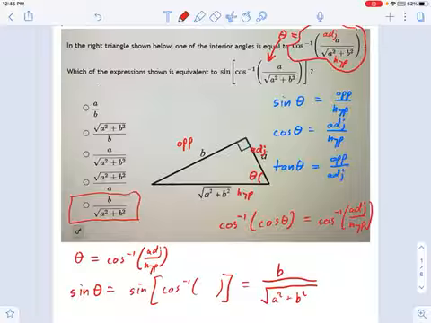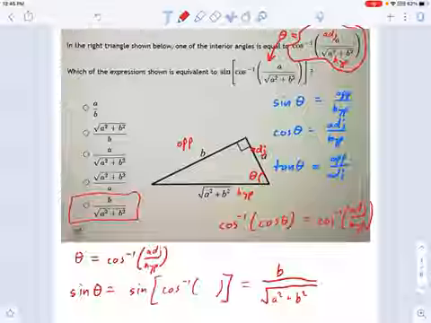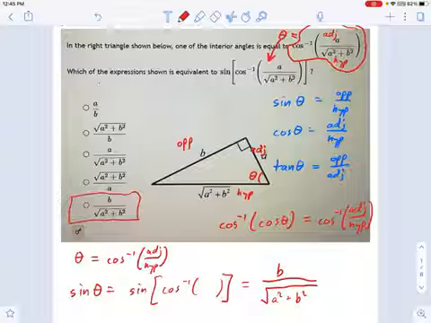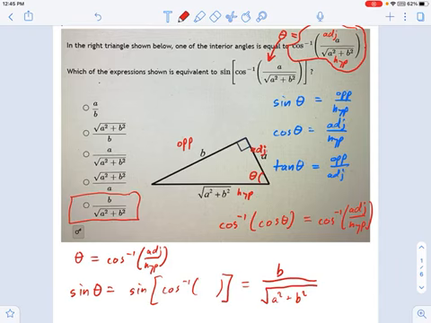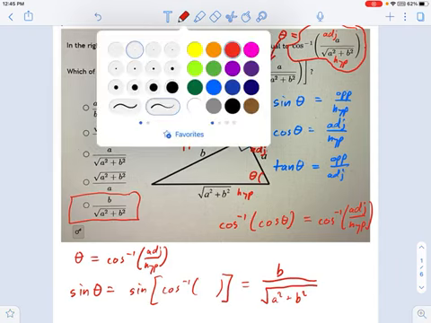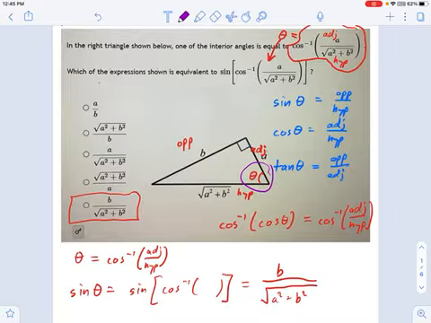So I think the challenge in this problem is just getting your heads around this idea of an inverse trig function. When you see inverse cos, inverse tan, inverse sine, all it's doing is it's talking about a particular angle. It's your job to find that angle in the triangle and then substitute it in here. Like that whole thing was theta.